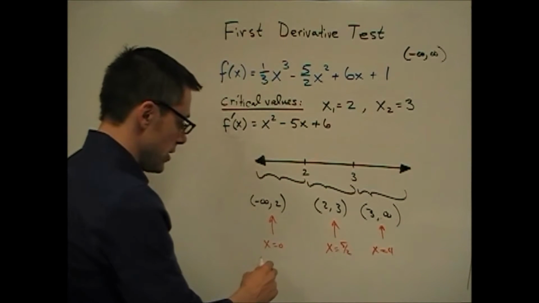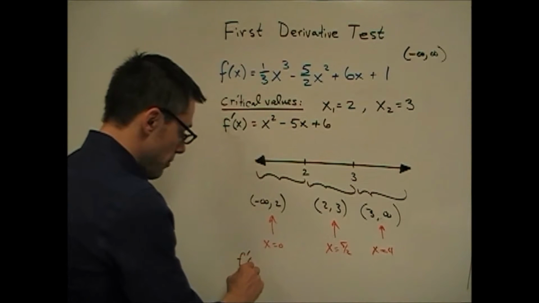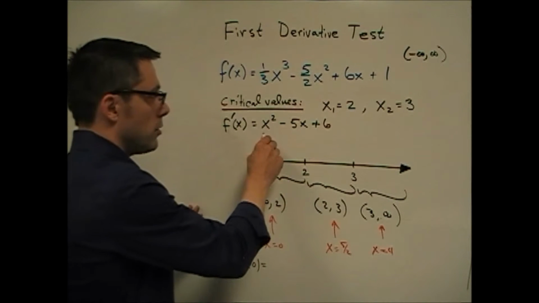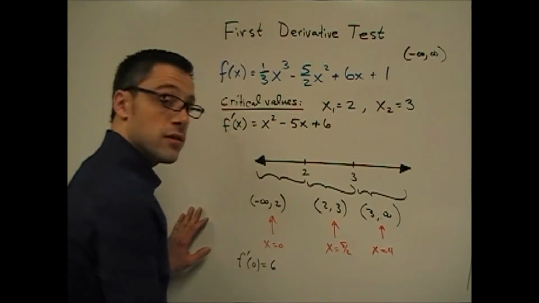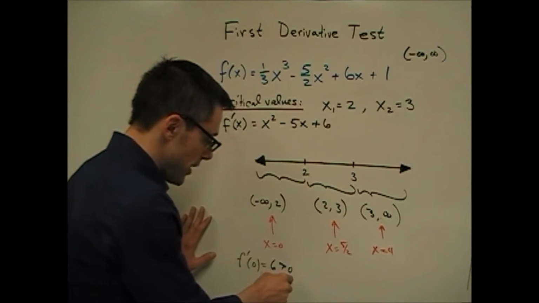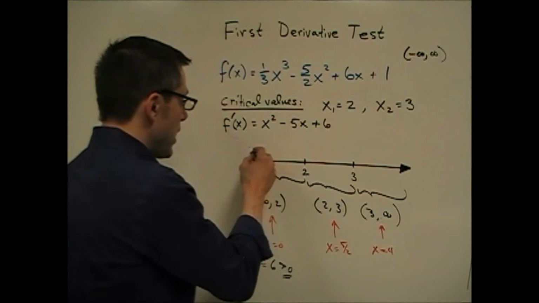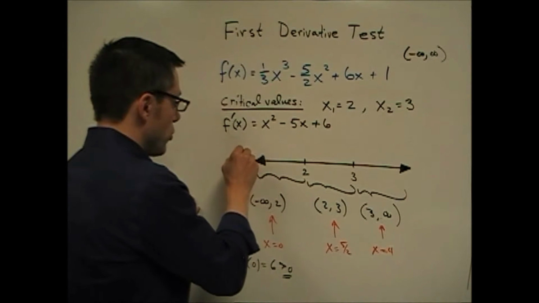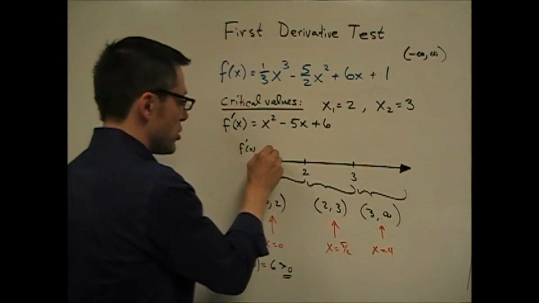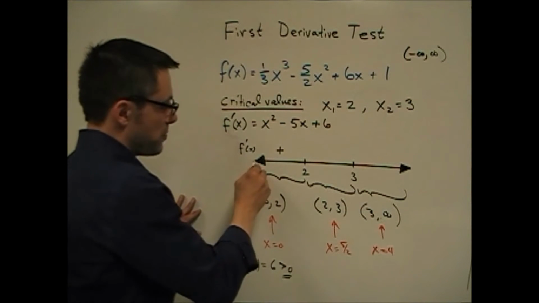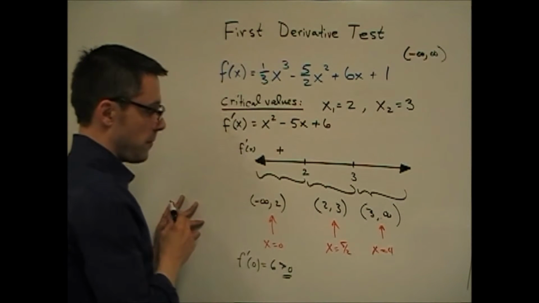Well, look, the first one's pretty easy. f prime at 0 is, well, let x be 0. So I just get 6. But that's obviously positive. I don't care what the number is. I just know that it's positive. That's all I care for. So that means the derivative of the function is positive here, and it's positive for this entire interval.